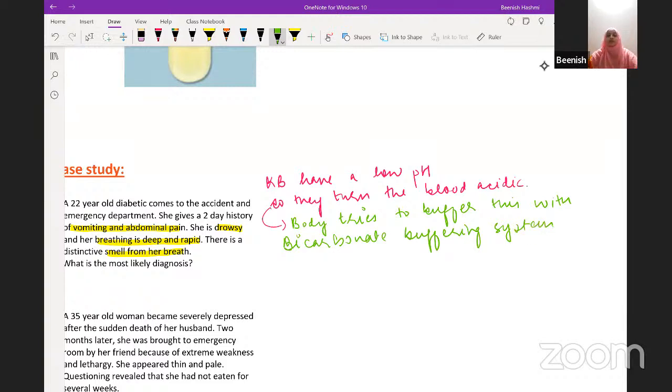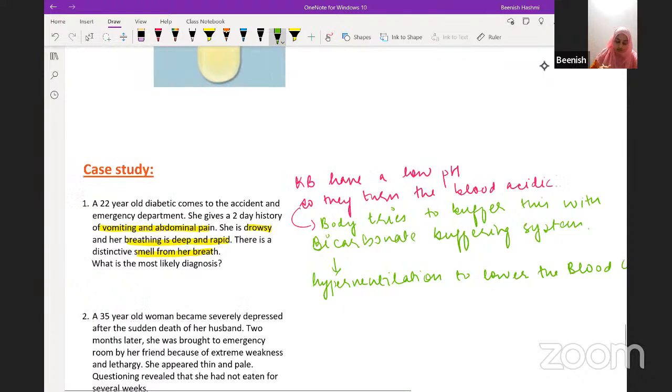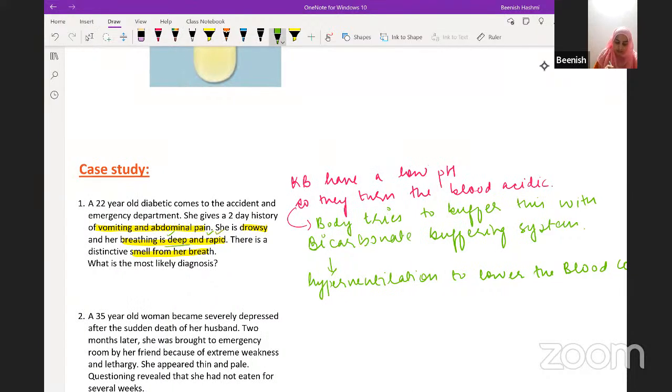But soon this is overwhelmed. Okay, how much can you buffer it? So after this, the body will try to take alternative measures to prevent this acidosis. The other mechanism to prevent it is hyperventilation. It resorts to hyperventilation so that it can wash out blood carbon dioxide, to lower the blood carbon dioxide. As a result, there is deep and rapid breathing.